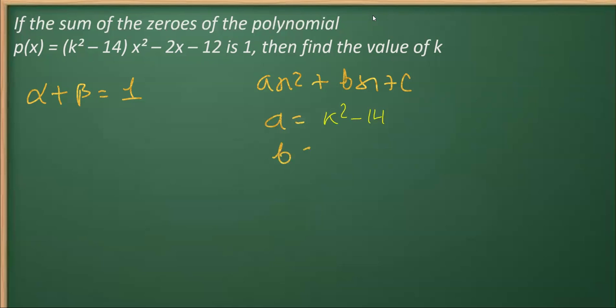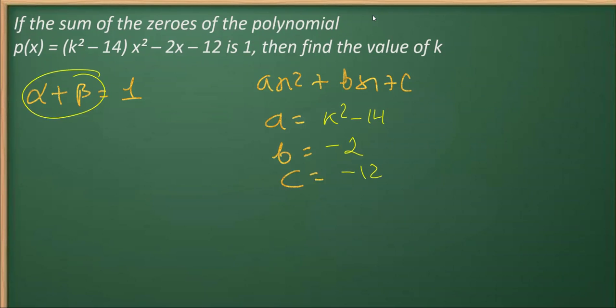Then b, which is the coefficient of x, which is minus 2 here. And c, which is the constant term. We can see that the constant term c is minus 12. If you look at the constant term, it is minus 12.